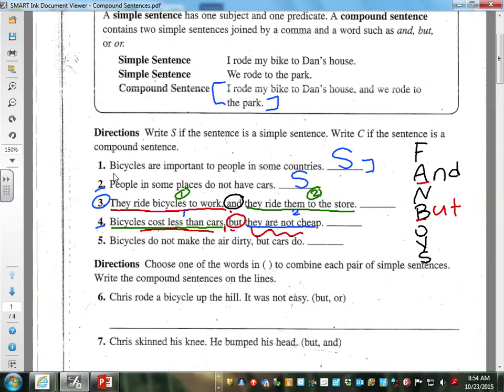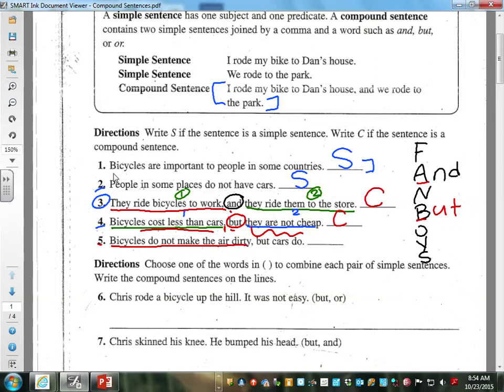Let's see if that rule applies to every single compound sentence. Let's look at number 5. Bicycles do not make the air dirty, but cars do. How many thoughts do I have in this sentence? 2. The first thought is what?